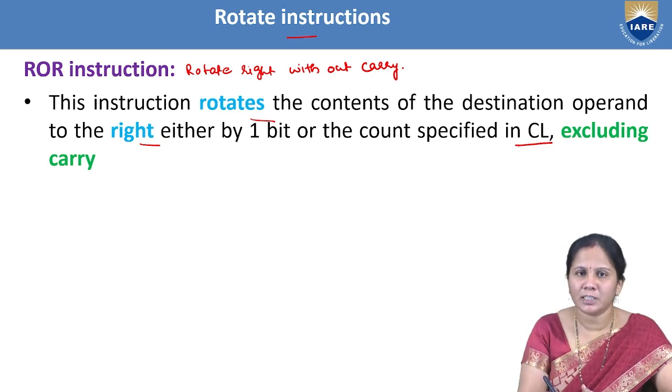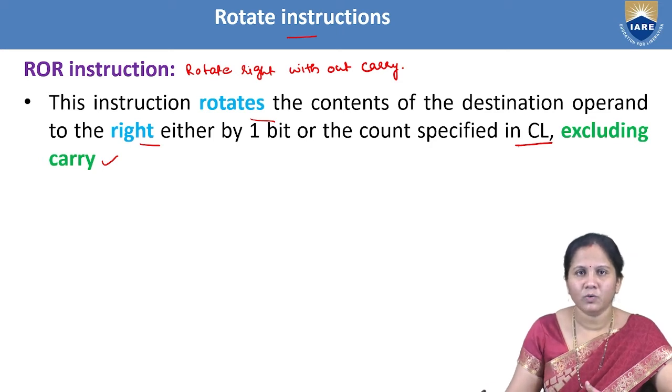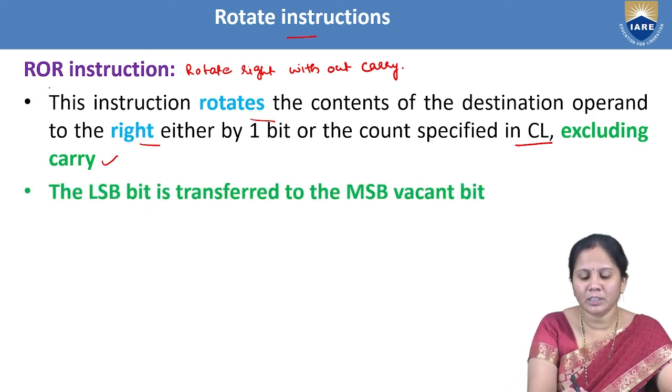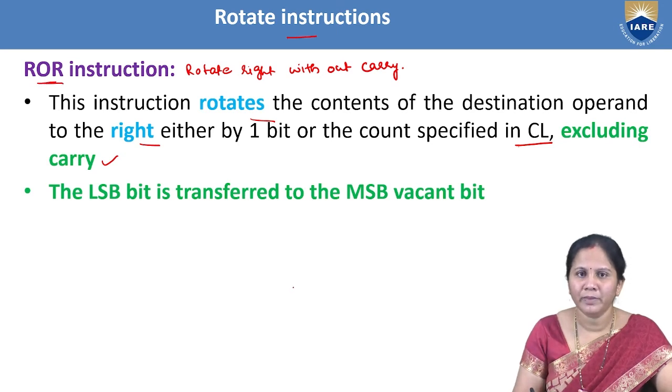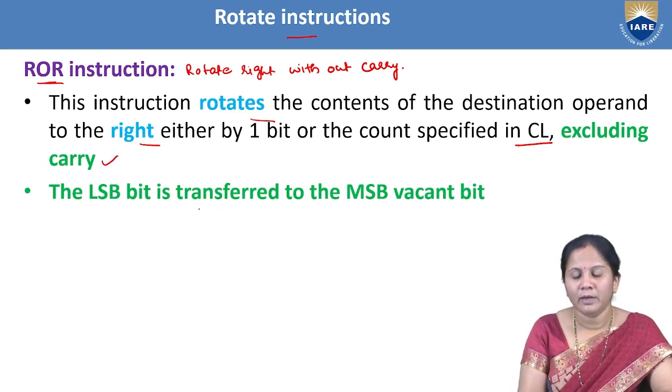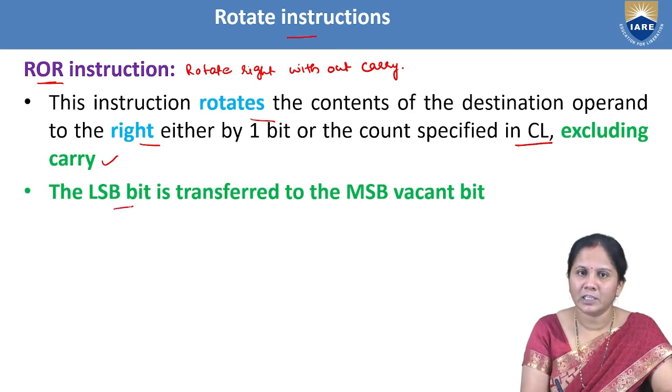So, when this instruction is executed, it will not consider the carry bit. The carry bit will be excluded. Now, when this rotate right operation is performed, after rotating all the bits towards right, the leftmost bit will become vacant. The leftmost bit means MSB bit. Now that vacant MSB bit should be filled with the LSB bit.